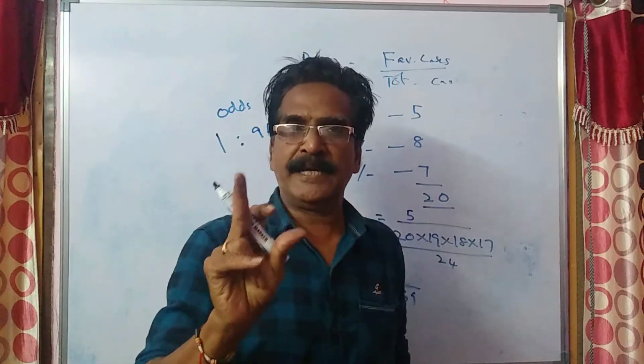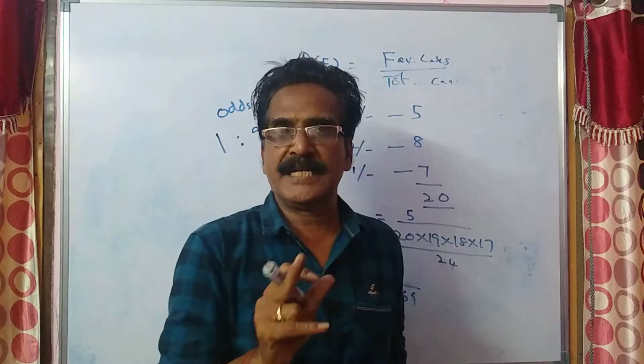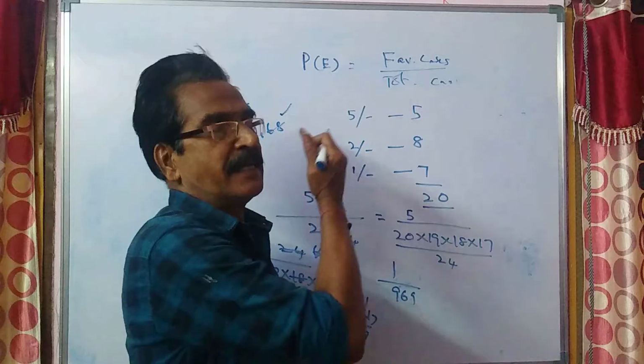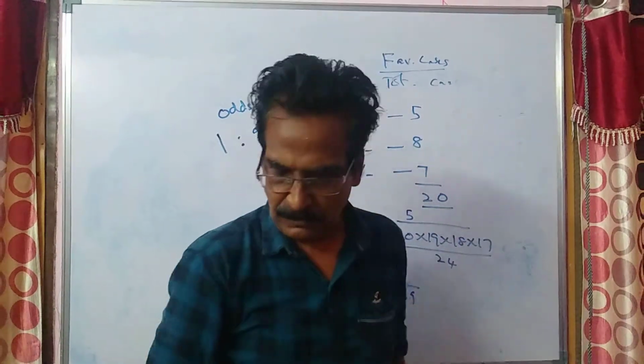Here the probability is 1 by 969, that is fine. But the question is, what are the odds? Odds means getting the maximum amount is to not getting the maximum amount.